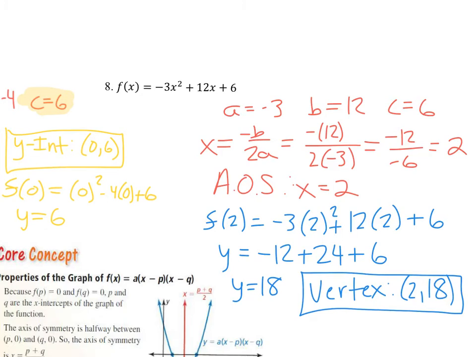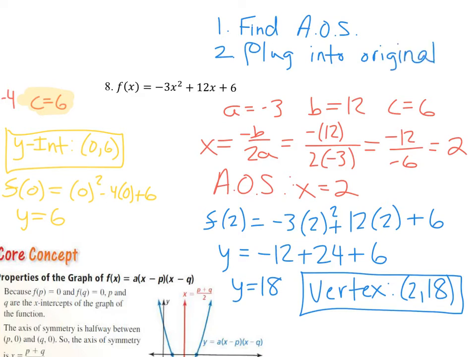So the idea is that first you need to go ahead, find yourself the axis of symmetry. And then step 2, plug it into the original equation, okay? So the idea is 1, find AOS. Then step 2, plug into original equation. So those are really the only 2 steps, okay?